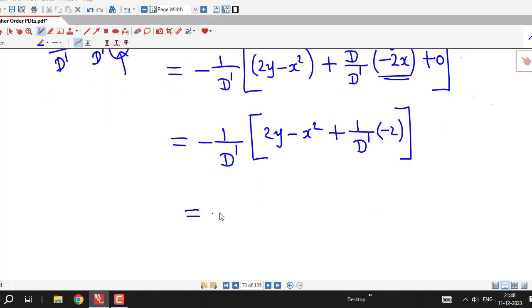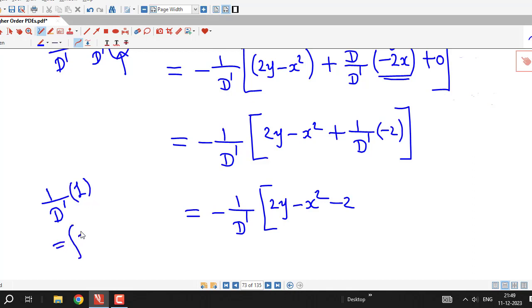Now we know that D dash stands for derivative with respect to y, so 1 over D dash stands for integral with respect to y, and minus 2 is constant, and here we have 1 over D dash operated on 1, that is integral of 1 with respect to y, and that is y. So here I will have minus 2y.